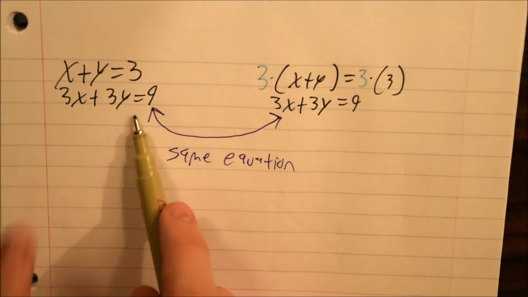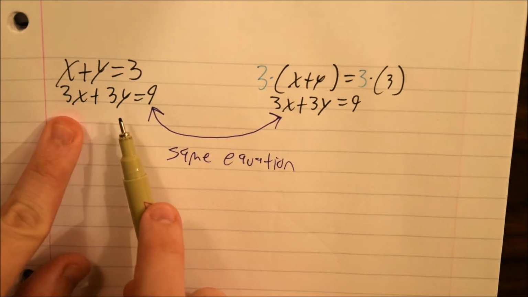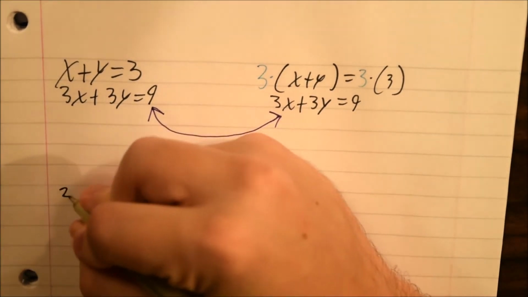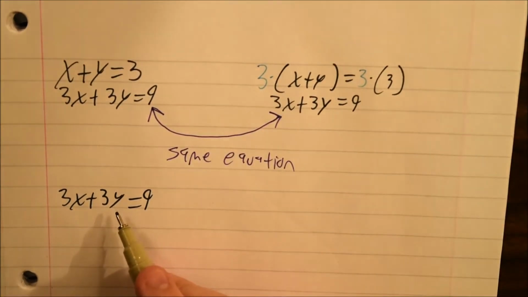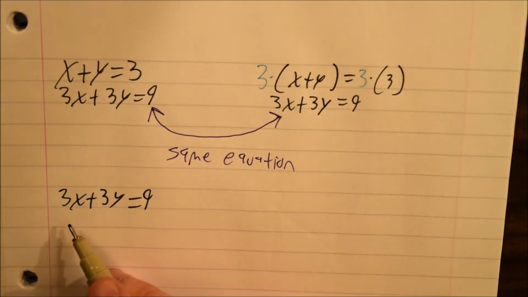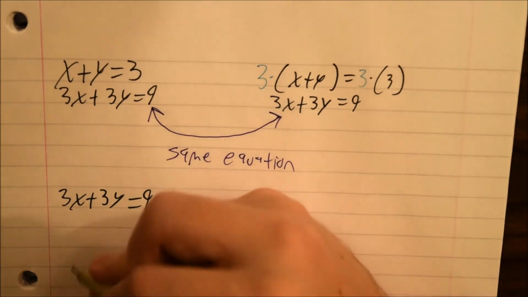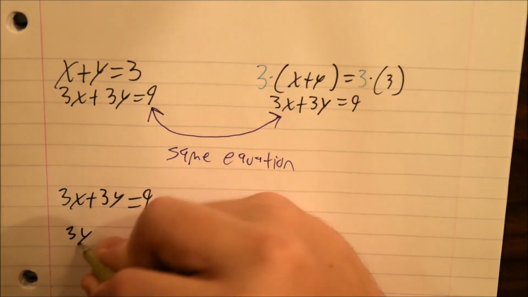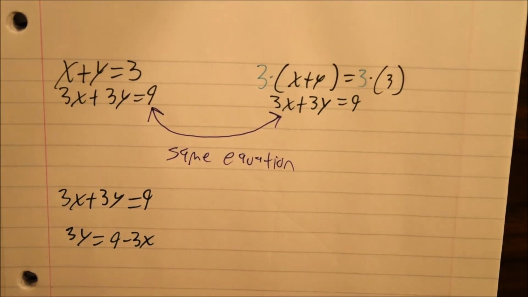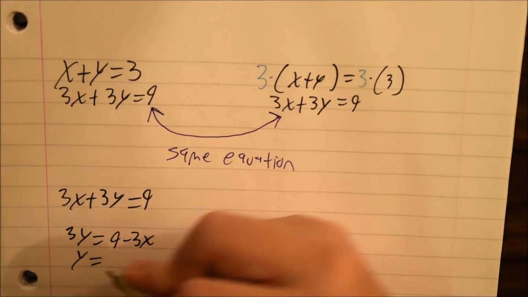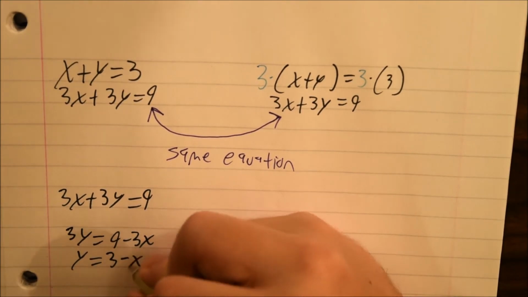Well, to do that, I can make a line out of this. So let's write down the equation, and let's try to solve for y here. I'm going to do that by subtracting 3x from both sides. I get 3y equals 9 minus 3x. If I divide everything by 3, I get y equals 3 minus x.